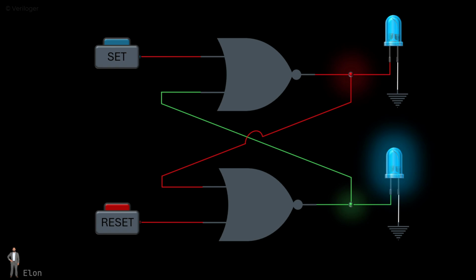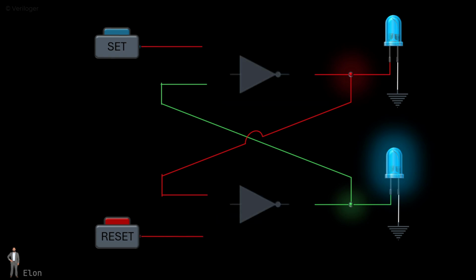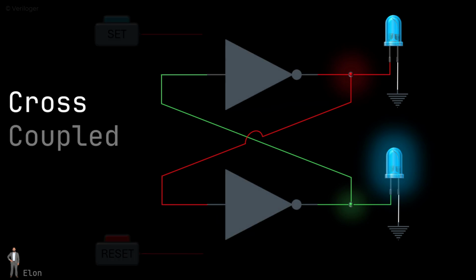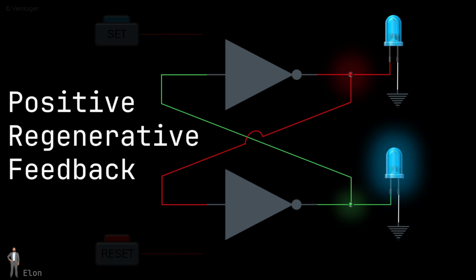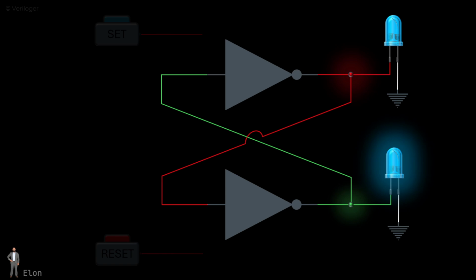This happened because the two NOR gates acted as inverters. You see, the cross-coupled feedback acts as a positive regenerative feedback. This means that it keeps the output stable. Since the lower LED is on, the upper LED will stay off as its state will always be opposite to the lower LED. Similarly, since the upper LED is off, it will keep the lower LED on due to the presence of the lower NOR gate, which acts as an inverter.